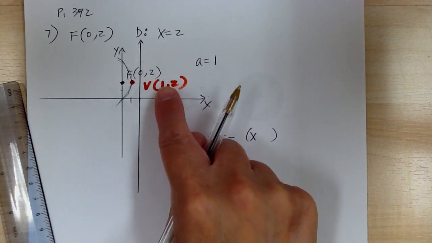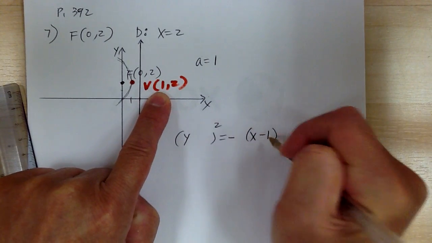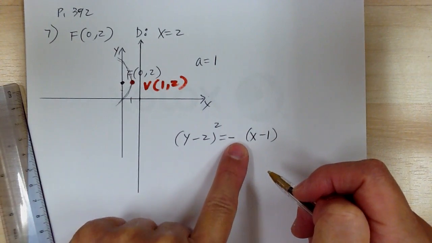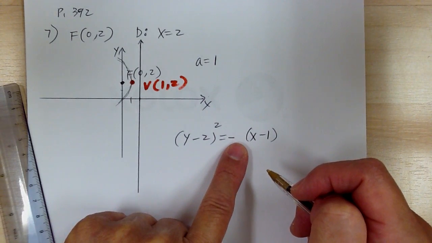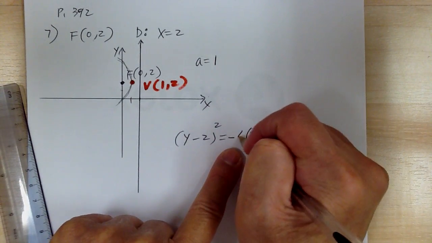Next, you put in the vertex. Vertex is 1, 2. So you have to watch your x and the y. There will be minus 1 over here, and this would be minus 2. The next one would be 4 times a. So a is 1, so times by 4, so it would be 4.